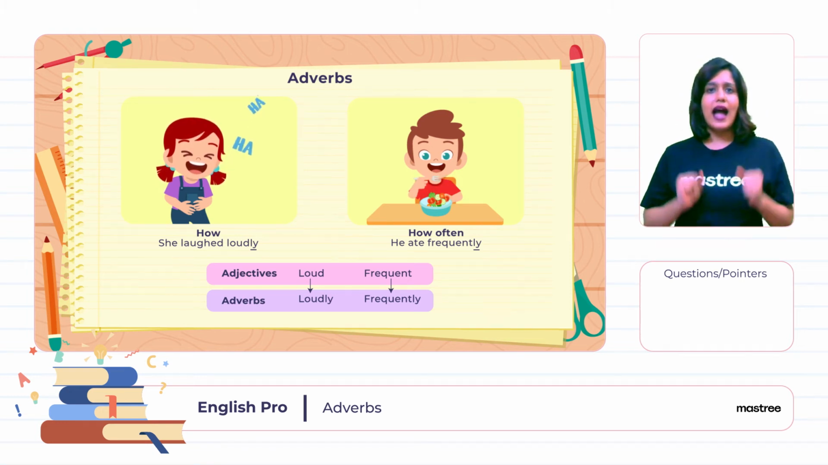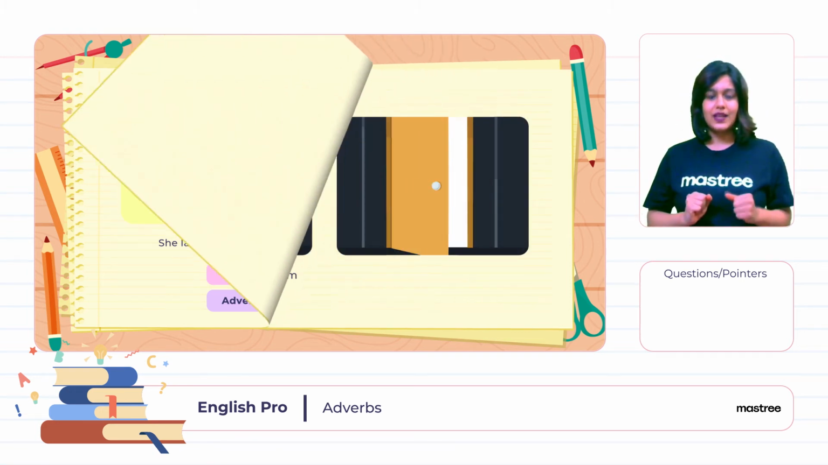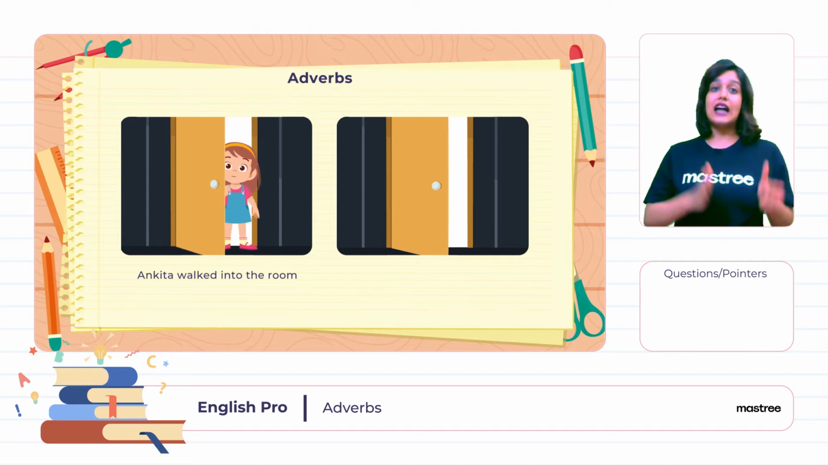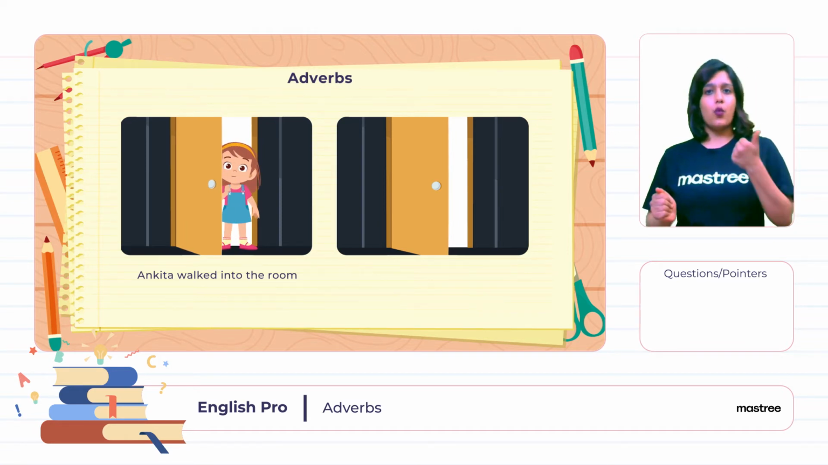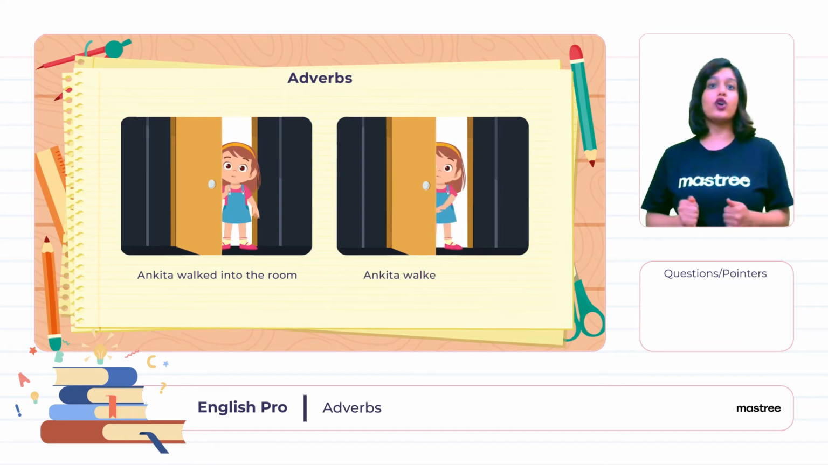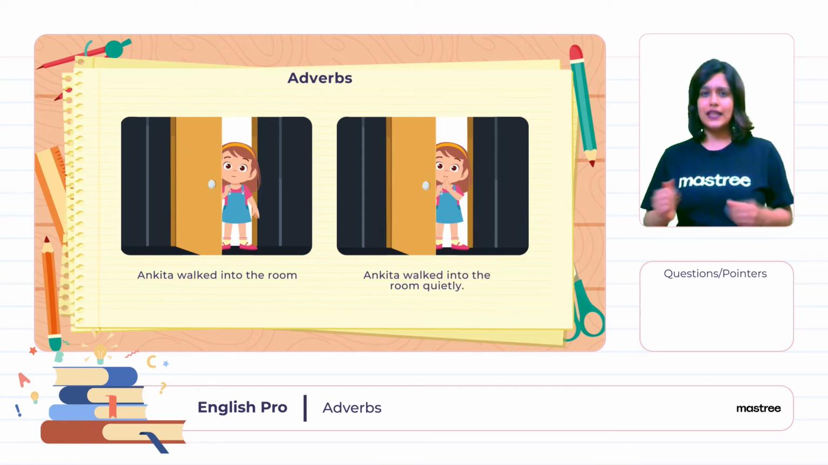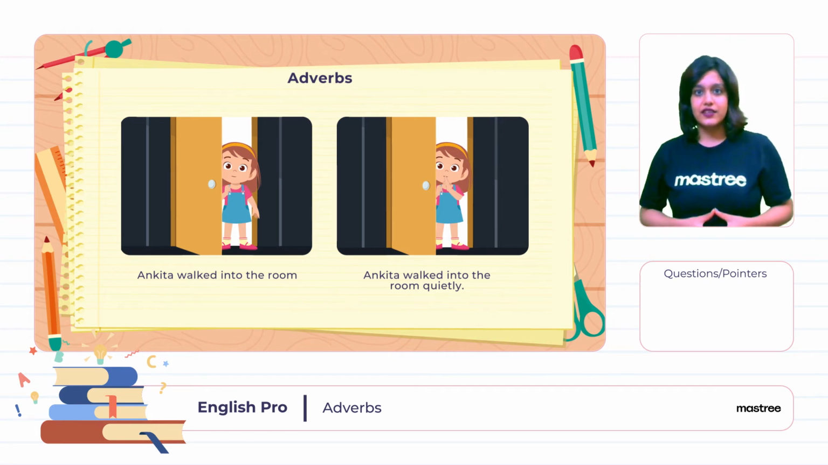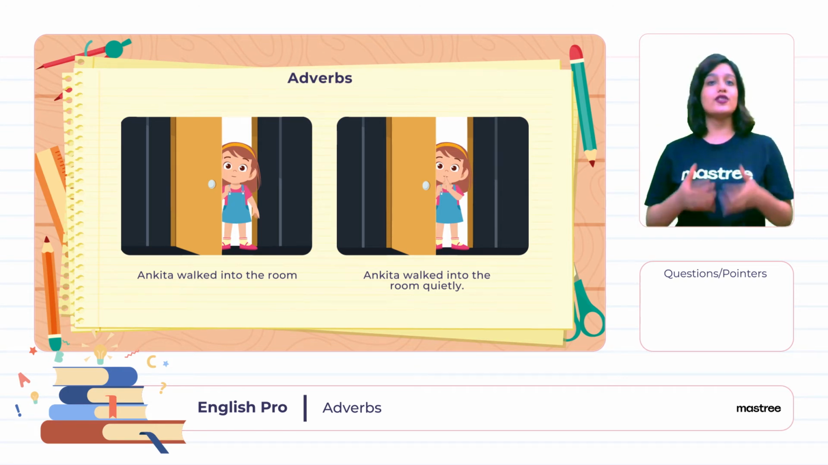So, how do adverbs help us in our writing? Well, think of this statement. Ankita walked into a room. What if I said it as Ankita walked into a room quietly? It is a little more descriptive, isn't it? Just like adjectives, adverbs too add color to the story.